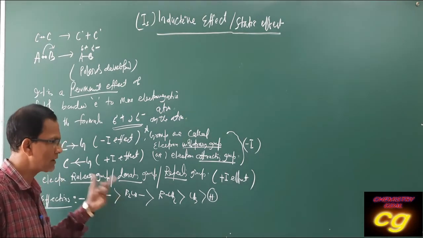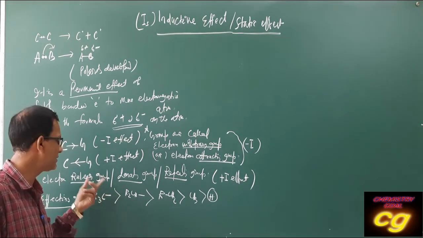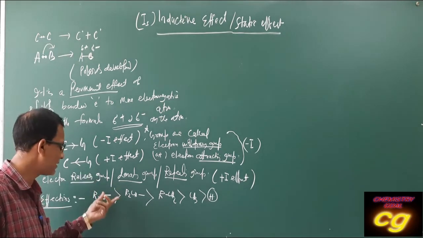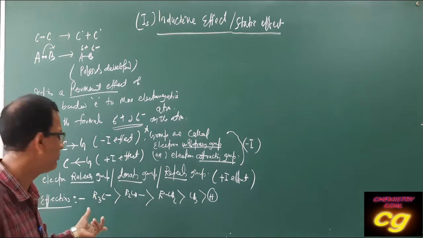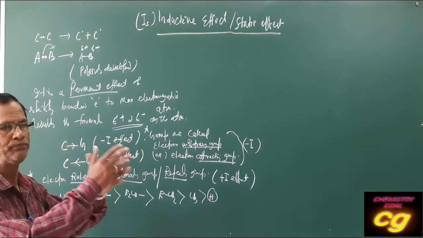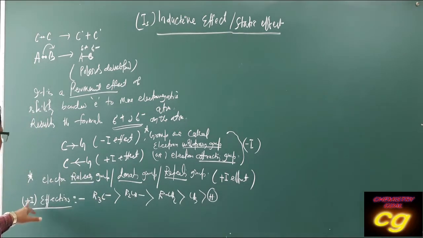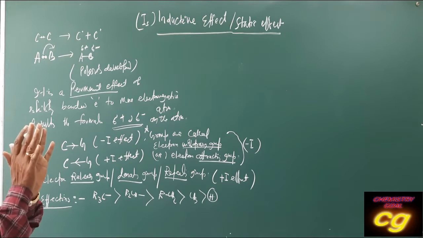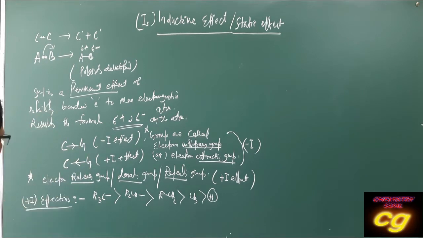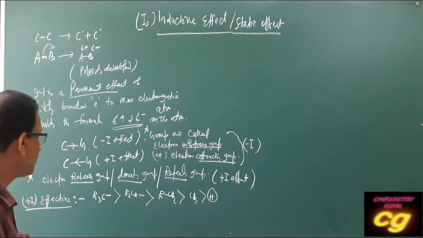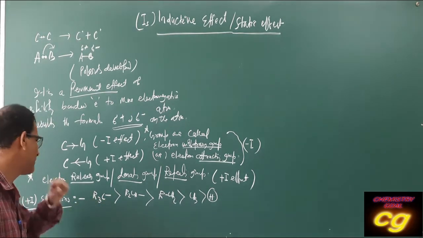These groups are called electron releasing group, electron repelling group, electron donating group. If such a group is attached to the carbon atom of an organic compound, it supplies, it provides electron towards the carbon. So these are called plus-I effecting groups. They are pushing the electron towards the carbon. You have to remember these are called plus-I effecting groups.